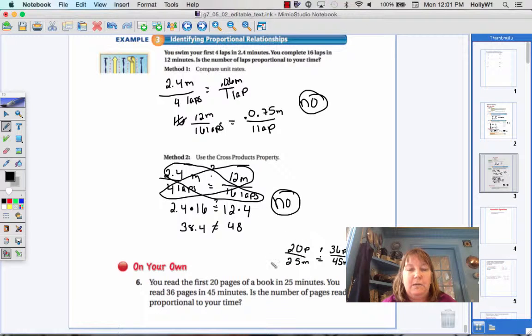Now, the key to writing proportions, and we'll talk about this in a later unit, is making sure you're comparing like things. So pages to minutes. As long as that's consistent, you're good. So 20 times 45, is that equal to 36 times 25? And it turns out that 900 is equal to 900, so they are proportional.